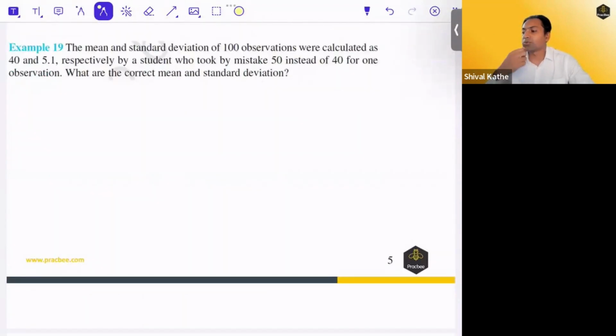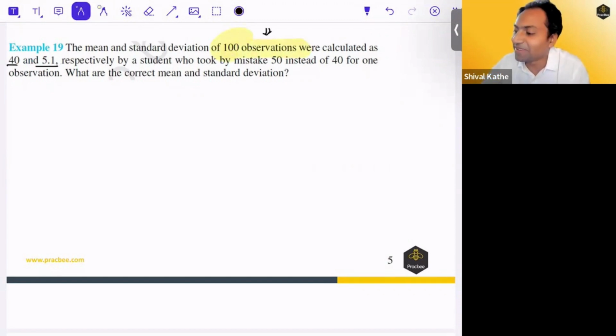Okay. This is another question which is very important. The question says that the mean and the standard deviation of 100 observations were calculated as 40 and 5.5. One student by mistake took 50 instead of 40. Now what are the corrected mean and standard deviation? We will have to bear the consequences of that mistake in terms of calculation.